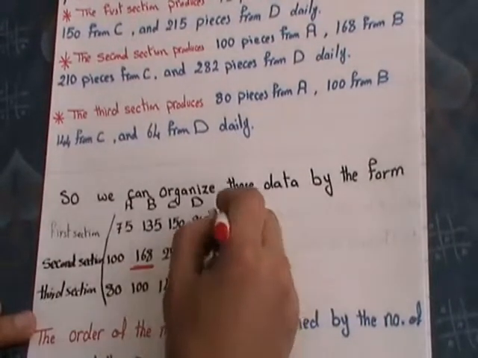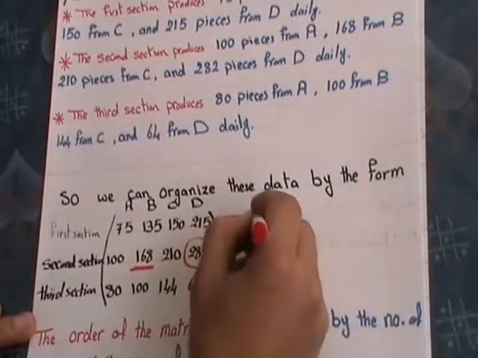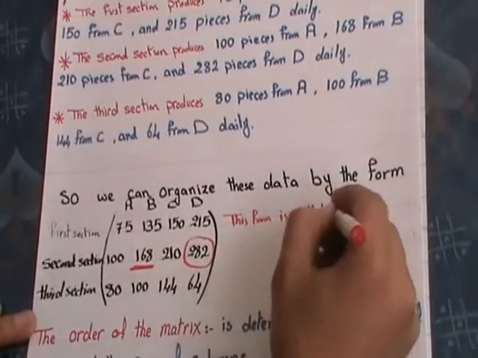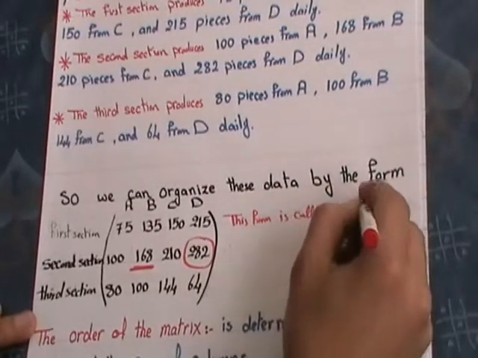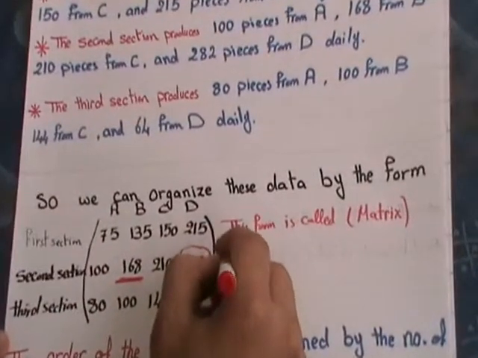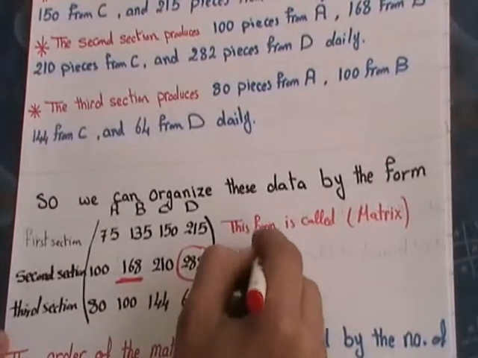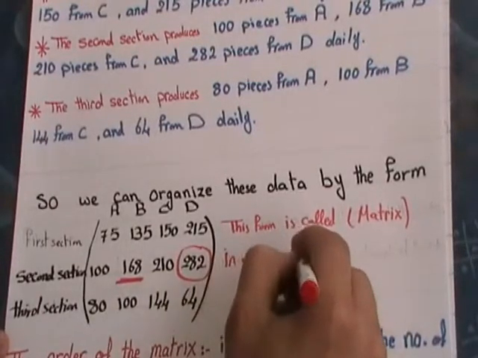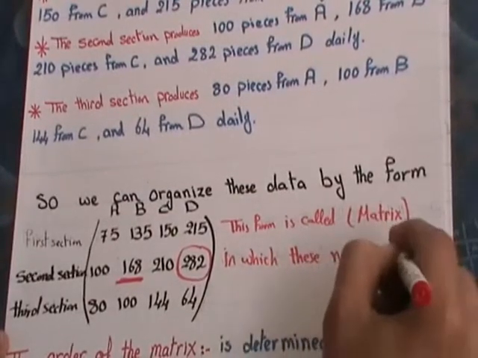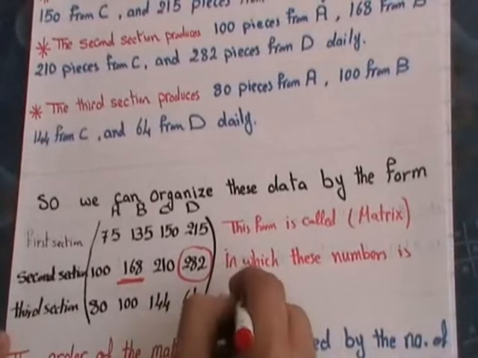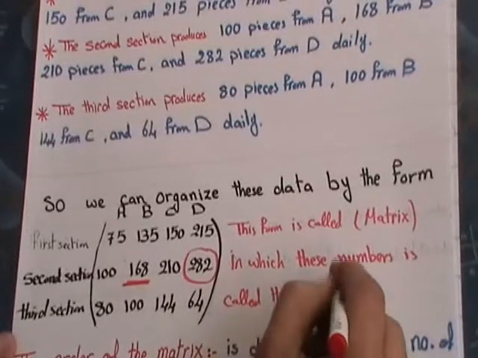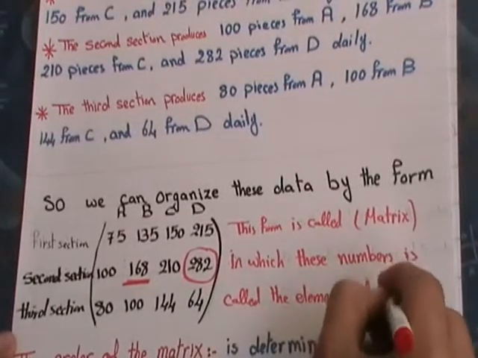So this form is called a matrix, in which these numbers are called the elements of the matrix.